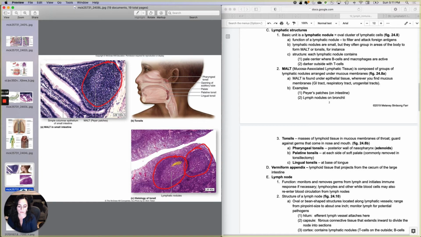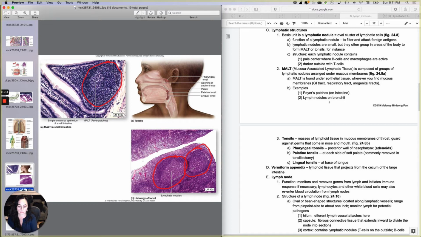Okay, in the middle, this light portion right here, that pale center is where the B cells and the macrophages are active. B cells, remember, are really the specific attackers that will make antibodies, which are kind of the missiles in the story. And then macrophages are like the big bruisers that just attack anything that looks weird.